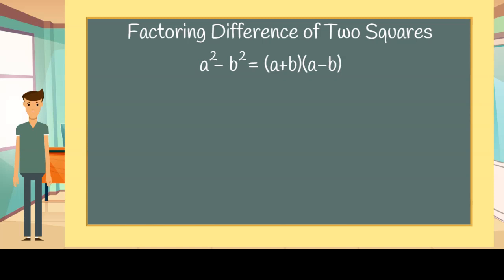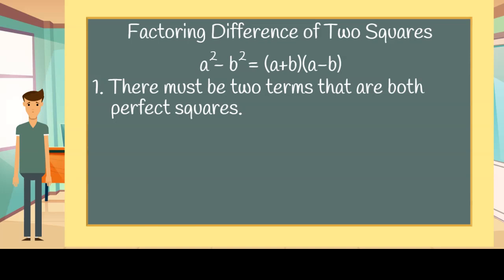For a binomial to be a difference of two squares, two conditions must hold. First condition. There must be two terms that are both perfect squares. Examples are 25a squared and 16. Remember, an algebraic term is a perfect square when the numerical coefficient, the number in front of the variables, is a perfect square and the exponents of each of the variables are even numbers.